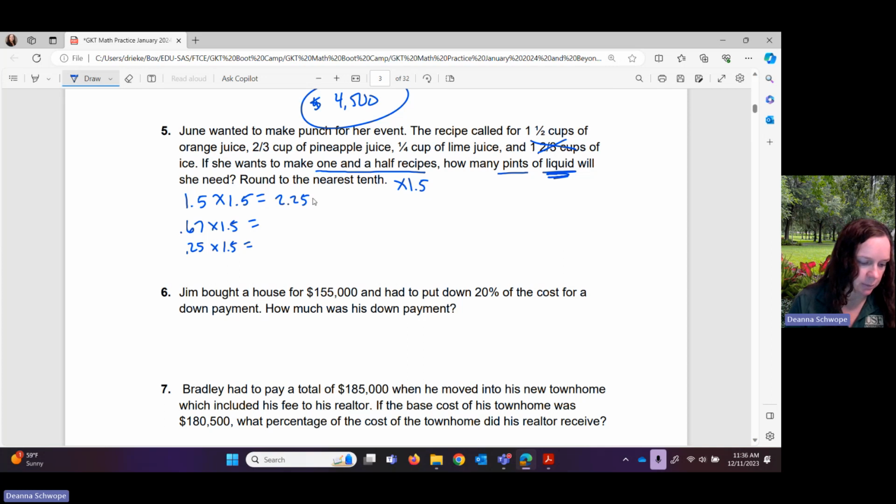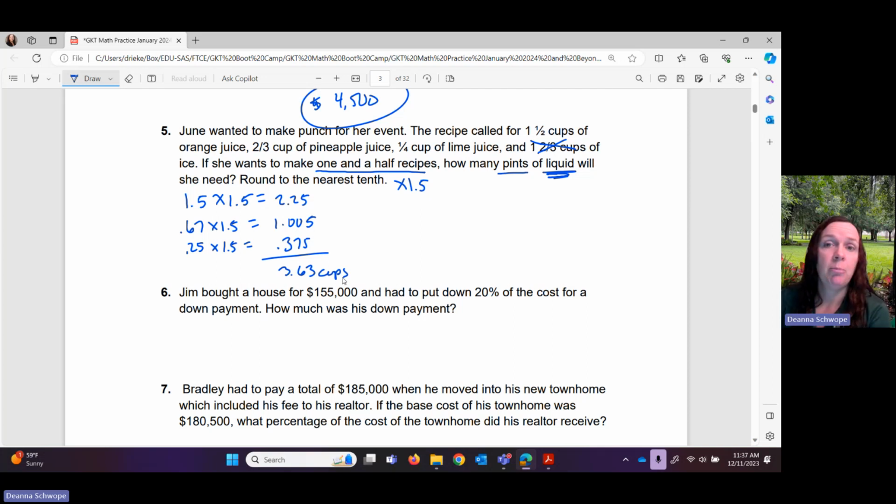And I got, hold on, try that one more time. 0.67 times 1.5, 1.005. I'm going to go ahead and just leave the digits in there because we're going to round at the end, but let's leave it there. That way we can easily round. And then we got 0.25 times 1.5, excuse me, 0.375. If I add those together, 0.375 plus 1.005 plus 2.25, I get 3.63 cups.